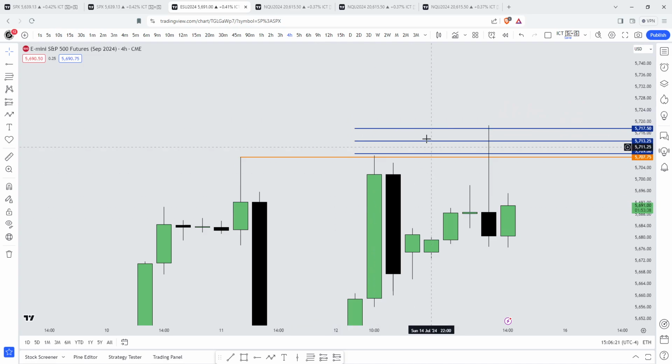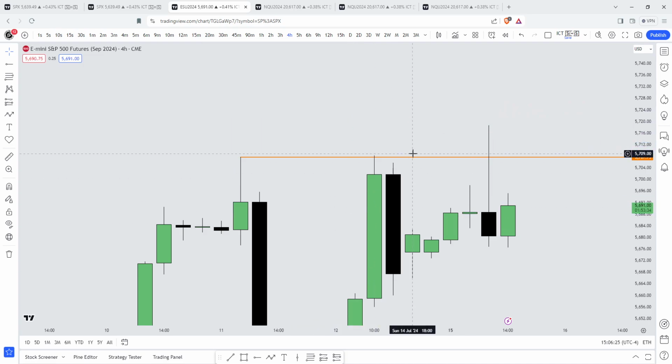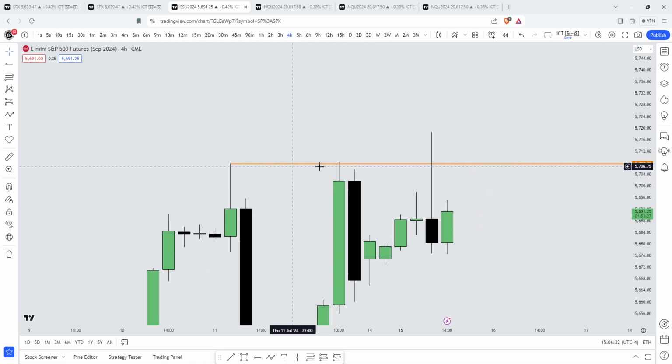So when I look for price to run liquidity, I don't just look for it to run that liquidity by taking it out by 2 ticks. I want to see a sharp move above it to liquidate all the buy stops resting above those highs. Okay, so the fact that on the 4 hour time frame, this is still relative equal highs to me.